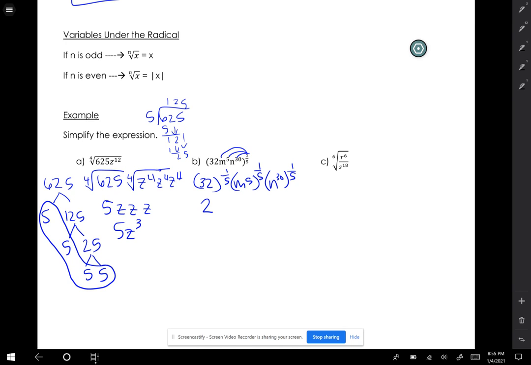For m to the 5th to the 1/5, you would multiply the 5 times the 1/5, so that becomes m to the 1st power. And we would do the same thing for n to the 30th to the 1/5. 30 times 1/5 would be n to the 30 divided by 5. So you end up getting 2 times m times n to the 6th power as your final answer.